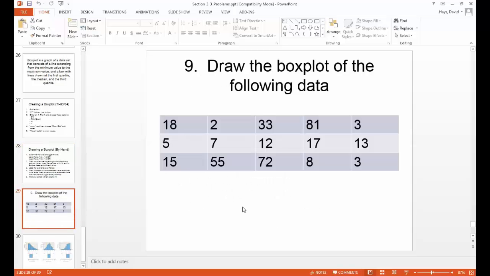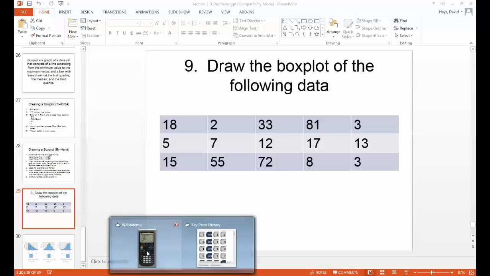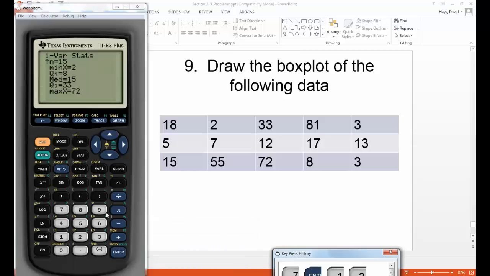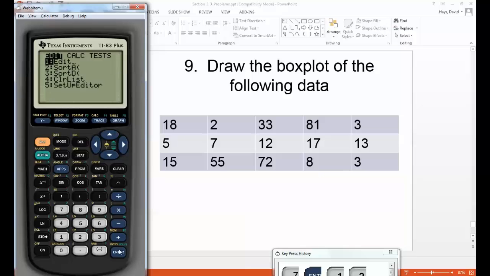Let's take a look at this one for the calculator. Well, first thing we've got to do is enter our numbers in. So I go into stat, do enter on edit. Up arrow to L1, press clear, press enter. And I got 18, enter, 2, enter, 33, enter, 81, enter, 3, enter, 5, enter, 7, enter, 12, enter, 17, enter, 13, enter, 15, enter, 55, enter, 72, enter, 8, enter, 3, enter.